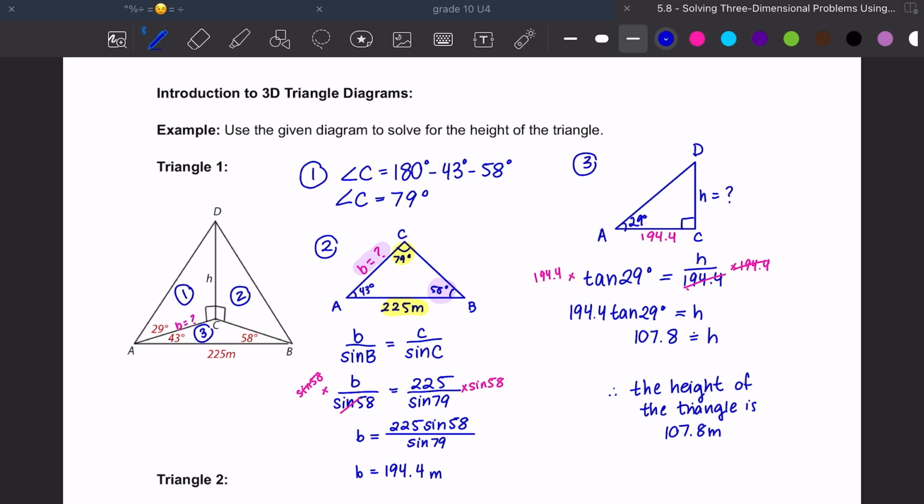So sometimes with the 3D models, you have to dissect it into multiple triangles and solve parts of them individually in order to build off on the other triangles, right? So like, for example, these two triangles share B. They share the side length. So that's why we used both of them in order to determine the height, right?